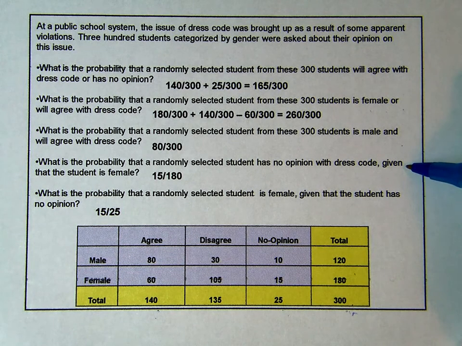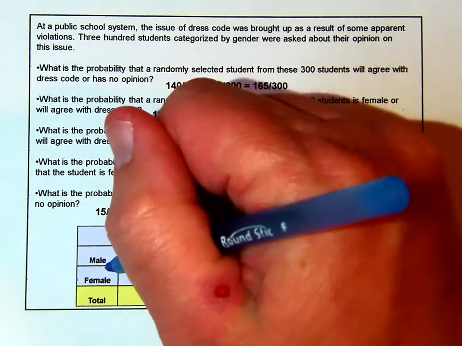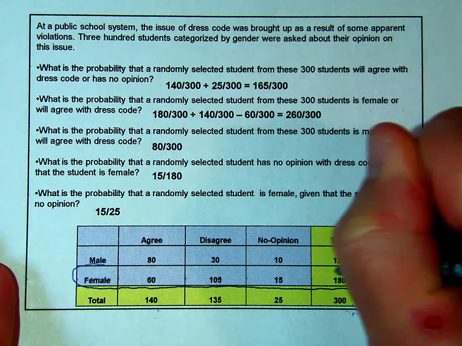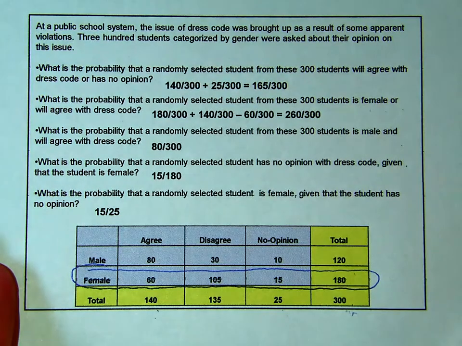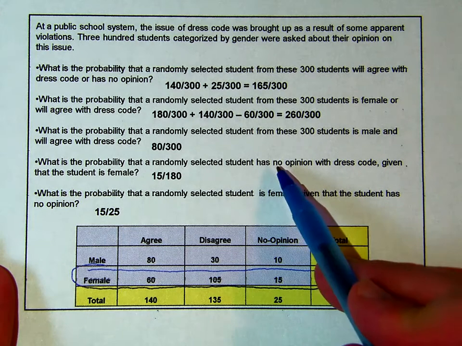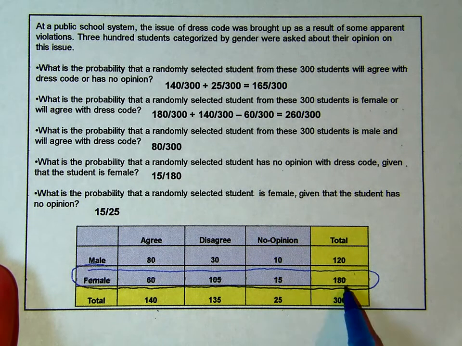Okay, what is the probability that a randomly selected student has no opinion with the dress code given that the student is female? So given that the student is female means we only care about that one row going across. So of those 180 people, how many of those, I forgot what we're looking for, I'll have no opinion. So 15 out of the 180.